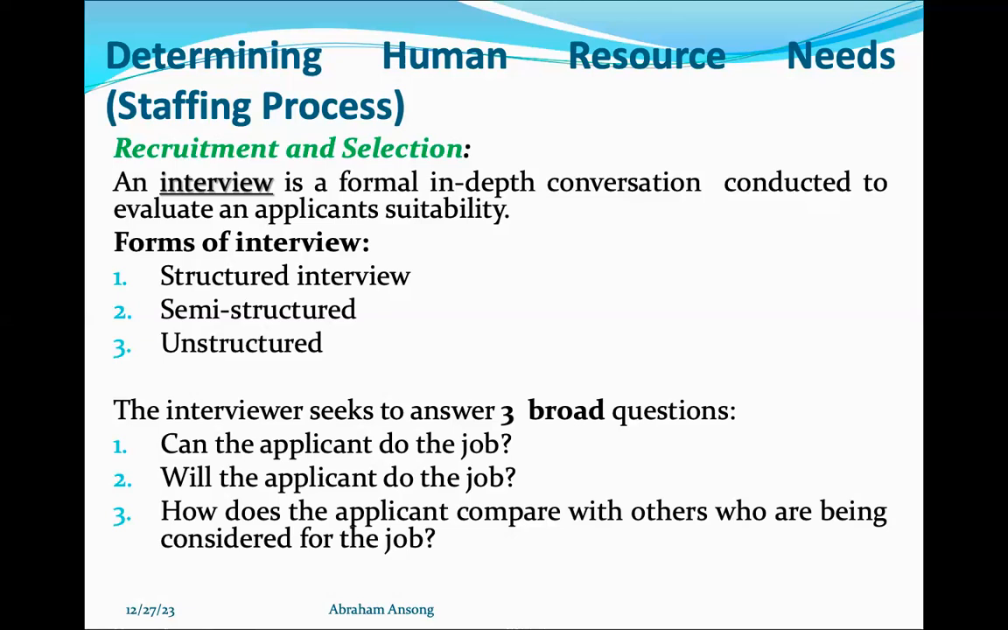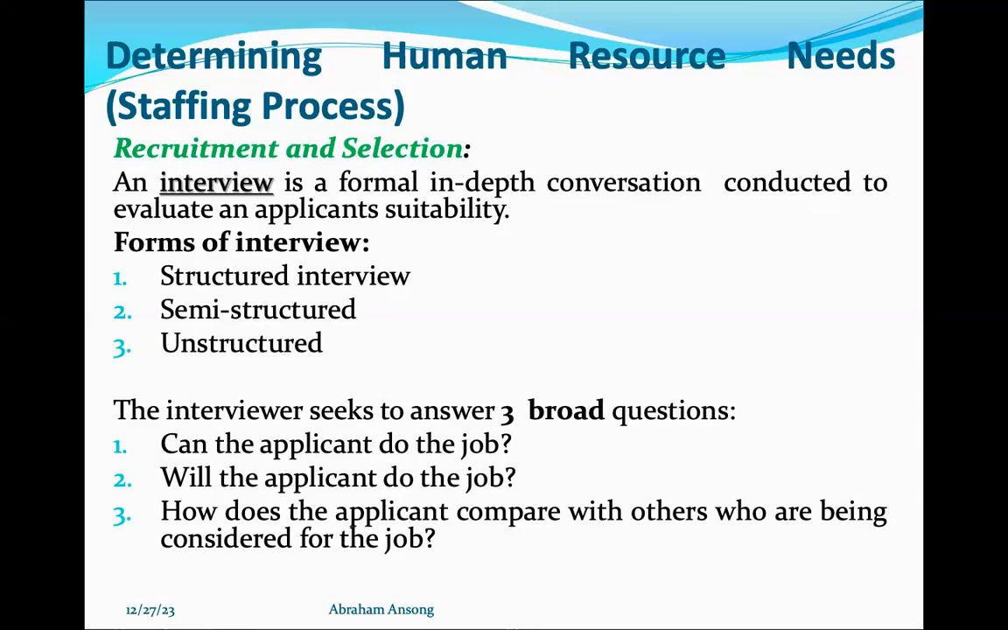But for all these three interviews, there are three broad questions that the interviewers may be seeking answers for. The first one is, can the applicant do the job? So whether it's structured, semi-structured, or unstructured, the motive of the interviewers is to find out whether the applicant can do the job.